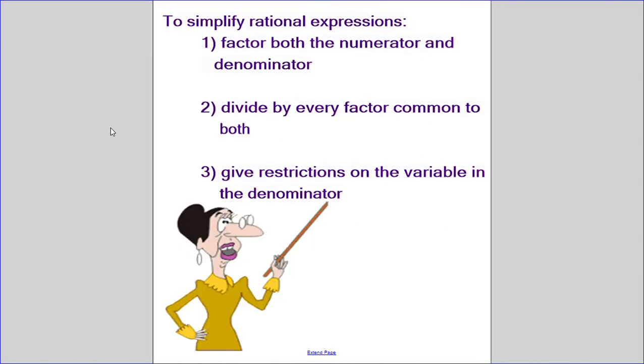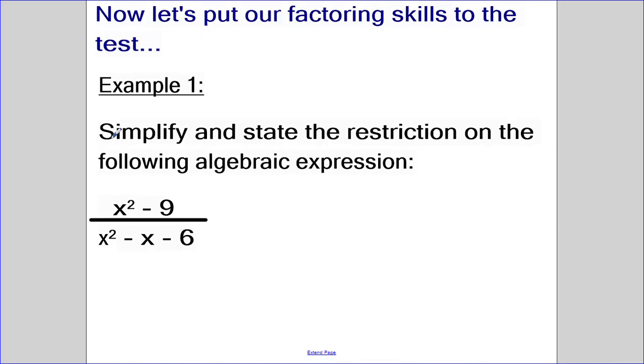So, to simplify rational expressions, we need to factor both the numerator and the denominator. We need to divide by every factor common to both, and then give restrictions on the variable in the denominator spot. So, we're going to put our factoring skills to the test. I'm going to pause the video here, and this is where we're going to pick up in the second part. There's many examples to come, so the second video is really just going to be examples to go through and to practice different types. So if you have any questions, let me know.